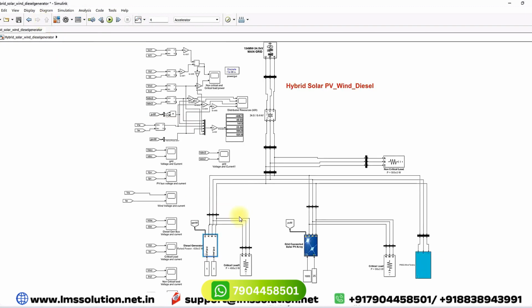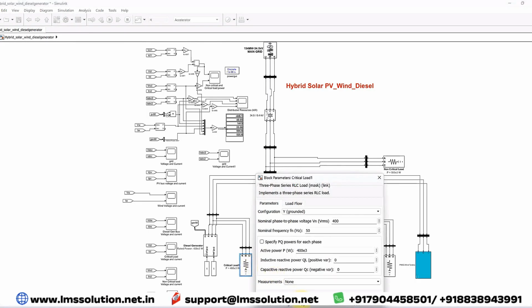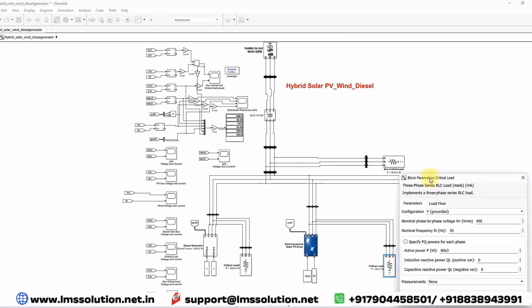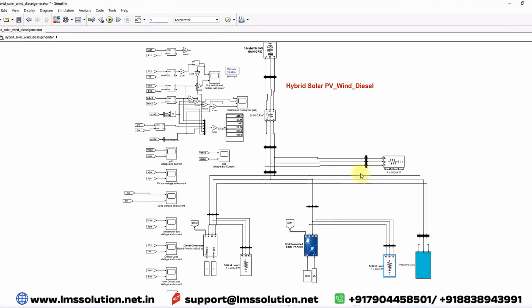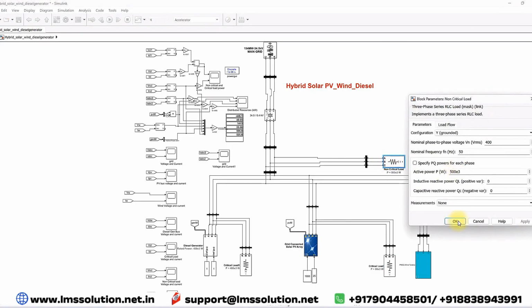And then here we have critical load 1, whose load rating is 400 kilowatts, and critical load 2, whose rating is 80 kilowatts, and this is the non-critical load, whose rating is 500 kilowatts.